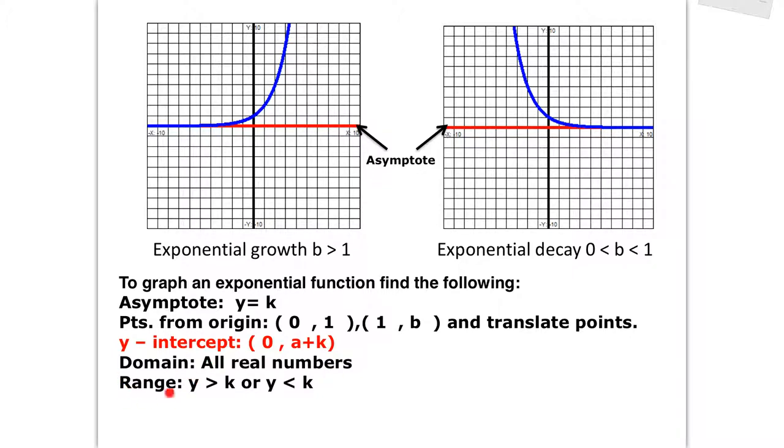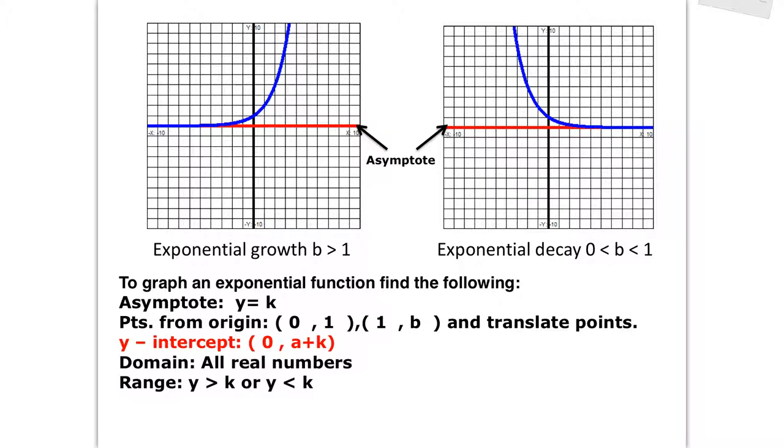The range are the y values. Now this one depends on the asymptote and the graph. You might use y is greater than k, where k is the same one as the asymptote, or y is less than k. And once again, k is the asymptote. If the graph, for example in this one here, is on the top of the asymptote, here's the red line, the asymptote, and the graph is on the top, we are going to use a greater than. But if the graph is on the bottom of the asymptote, we're going to use a less than.